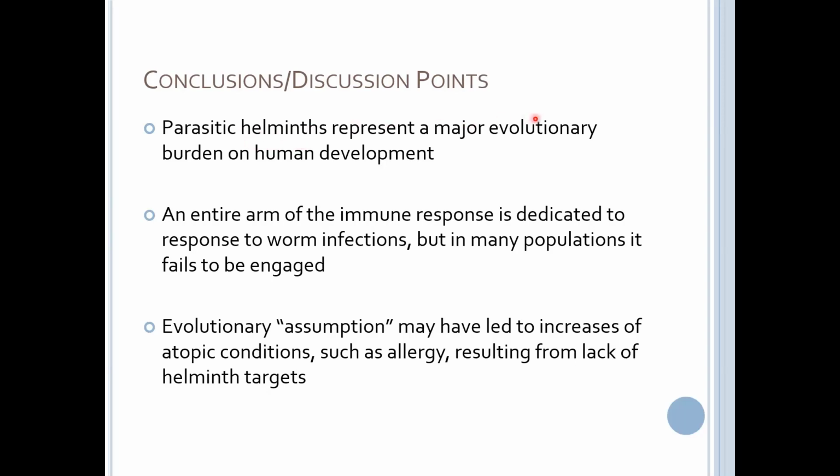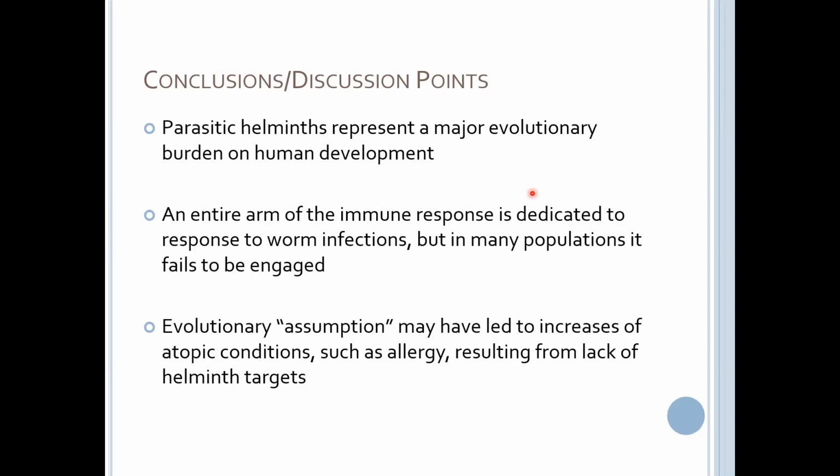So parasitic helminths really represent a major evolutionary burden on human development in areas where helminths are still very endemic. It comes at a very high human cost. There's this entire arm of the immune response that's dedicated to worm infections. But in many populations, it just fails to be engaged. So if you grow up in environments where you've been lucky to have access to public health interventions, mainly to deal with clean water and sewage, you're not going to be exposed to worms. And so you have this whole immune system that has nothing to do, that has evolved for hundreds of millions of years to try to get rid of worms.